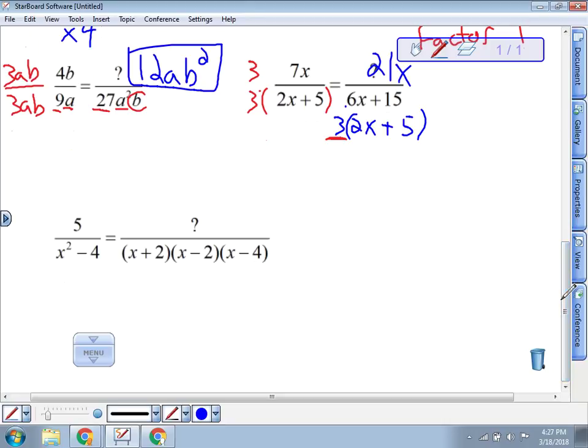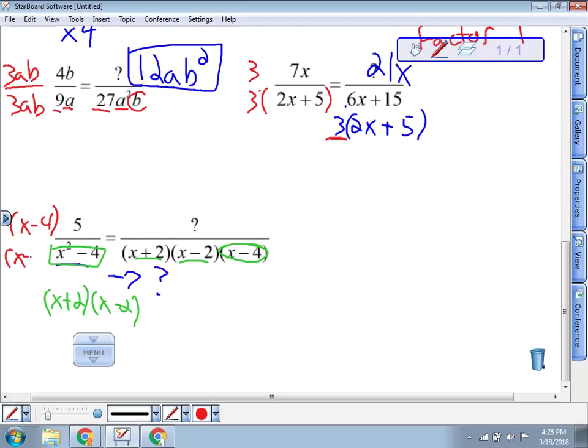Okay, one more. Again, I have to factor first because how do we go from here to all of this? I don't know. Well, let's factor this first and find out. X squared minus 4 would actually become x plus 2, x minus 2. It's the difference of perfect squares. And then you can see the only difference is this x minus 4. So I must have to multiply top and bottom by x minus 4, and I multiply this one by x minus 4. So when I do that, that's really going to equal 5 times x minus 4.